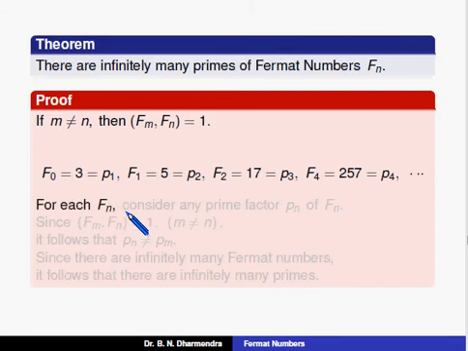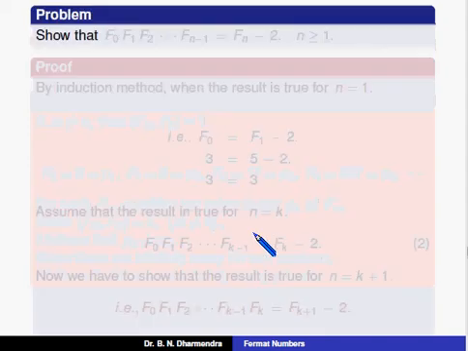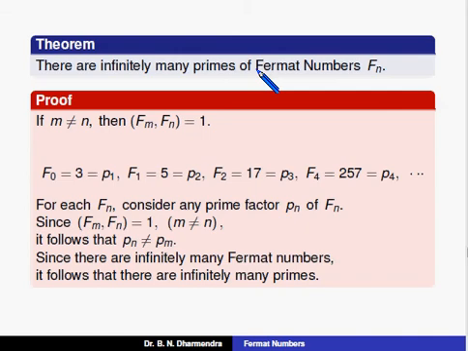For each fn, consider any prime divisor pn of fn. Since fm and fn are relatively prime and m is not equal to n, definitely pn is not equal to pm. Since there are infinitely many Fermat numbers, there are infinitely many prime numbers contained in the fn. So therefore there are infinitely many primes of the form of a Fermat number.